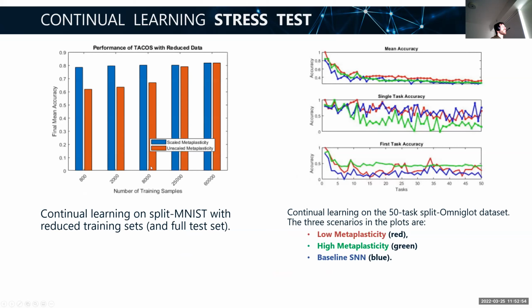And the last thing I want to talk about, because it's what most of my recent work has focused on, is one of the downsides to TACOS that you may have thought of: you need this dynamic metaplastic parameter to tell you when a synapse is important, but that takes time. So what if you only have 800 samples or 2,000 samples or 8,000 samples instead of the full data set? Can you still get that performance from metaplasticity? And the answer is not without scaling it.